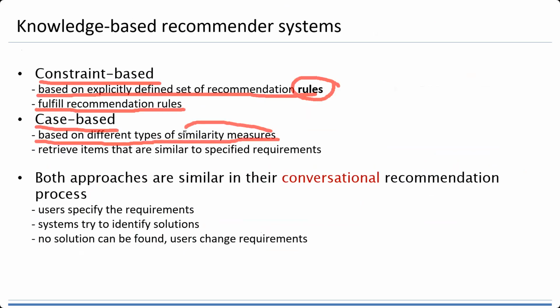The case-based is based on different types of similarity measures. If you still remember the similarity measures, we have Jaccard, Dice, Pearson correlation, and cosine similarity, etc. So we can use those as well. We want to retrieve items that are similar to the specified requirements. So if we have the rules or the specific requirements, we want to check the similarity. The most similar products will be given as the recommendation.